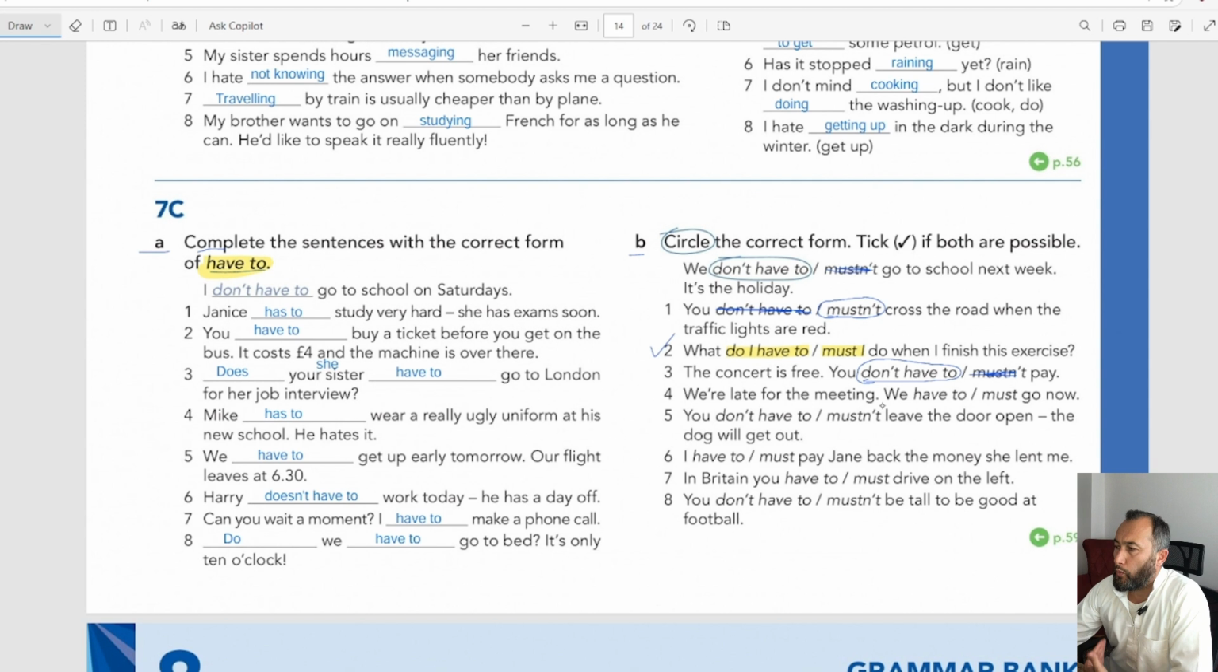Number 4: we are late for the meeting. We have to go now. We must go now. So both correct here, guys. I'm going to take that.